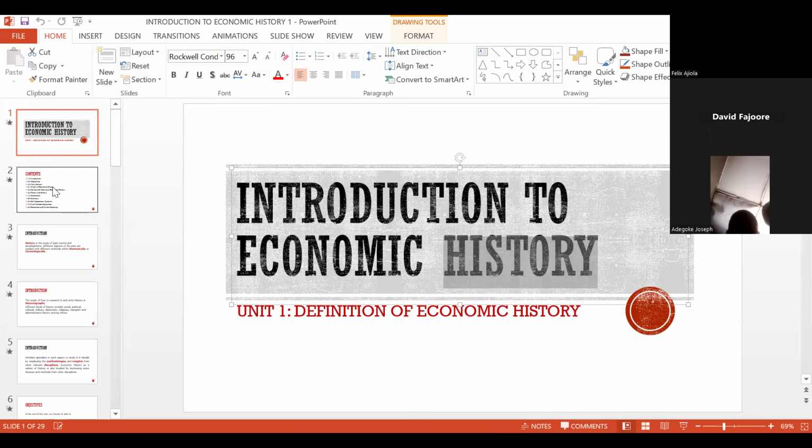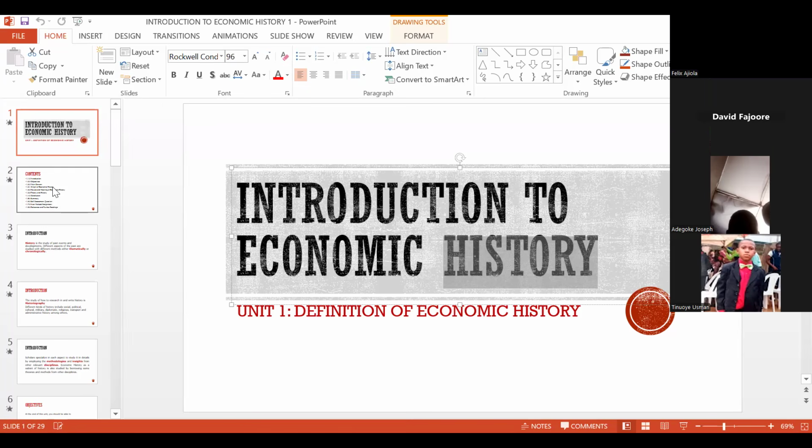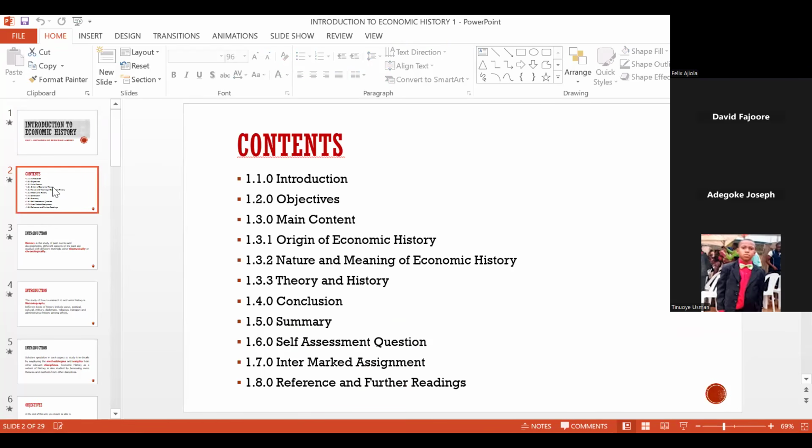Then after that, we'll come to industrial revolution and industrialization in Britain. And after that topic, I think about topic 10 or so, we'll look at colonialism and its impact in Africa. And lastly, we'll consider globalization and its implications. So having said all of this, we'll just start by looking at the definition of economic history.